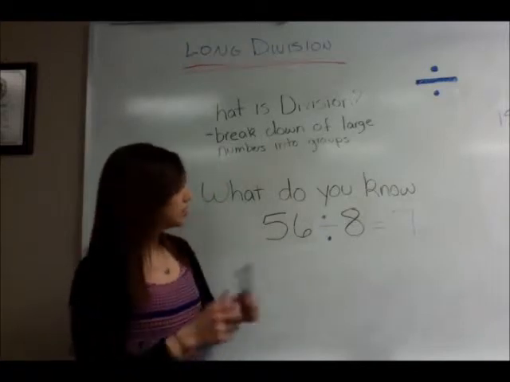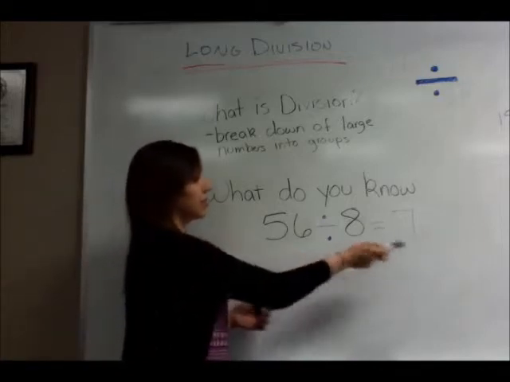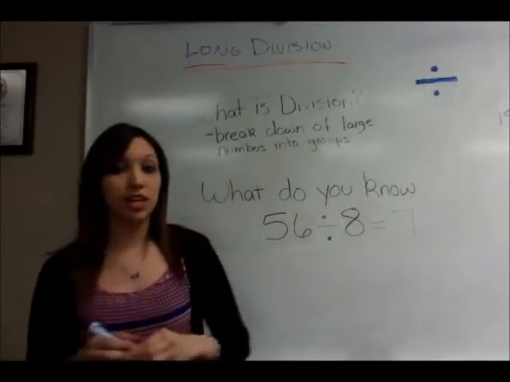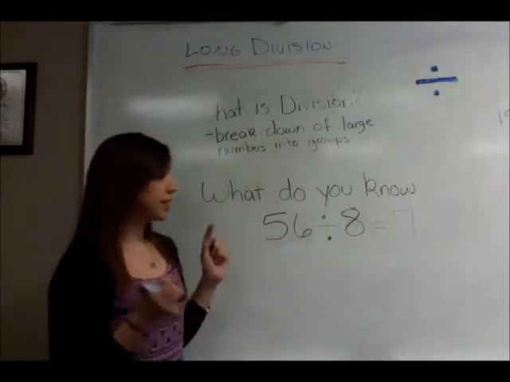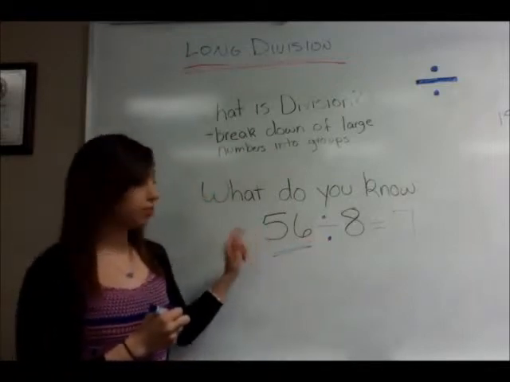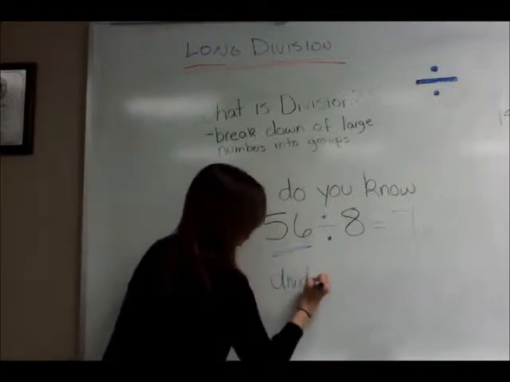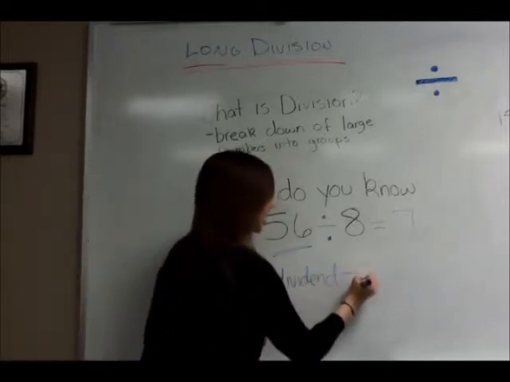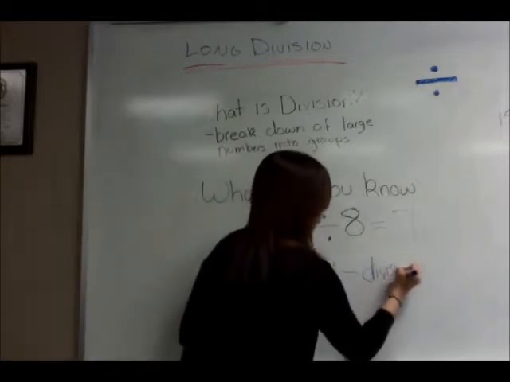Okay? So now that we understand, or we're remembering, that 56 divided by 8 is 7, we're going to learn some new terms that will help us understand and work out long division. The big number that's always in the beginning of our math problem will be our dividend. Our dividend will be divided by our divisor.